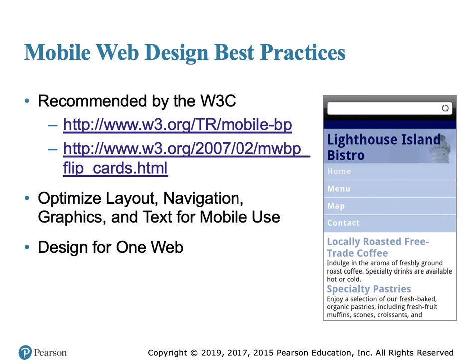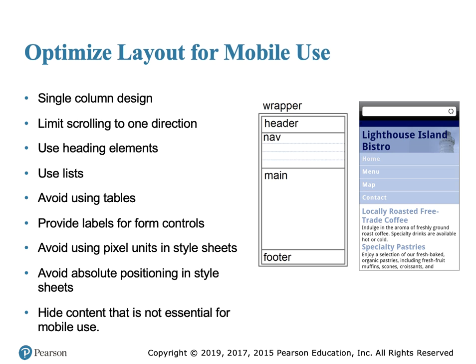for each viewport width. To optimize the layout for mobile use, you want single column design, limit scrolling in one direction, vertical, use heading elements, use lists, avoid using tables, provide labels for form controls, avoid using pixel units in style sheets, and avoid absolute positioning in style sheets.